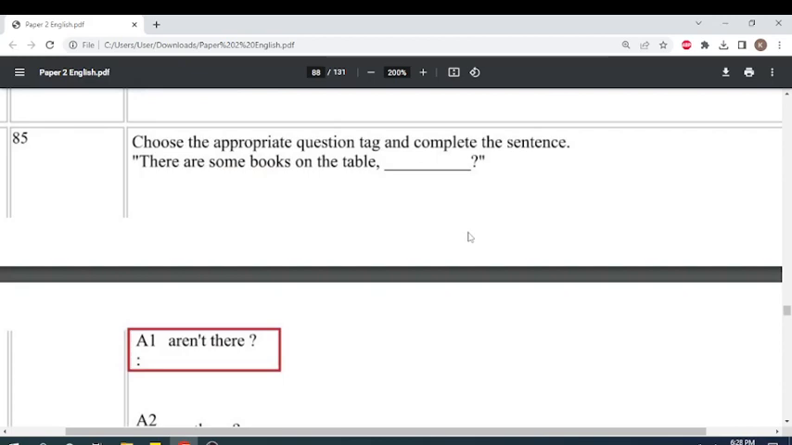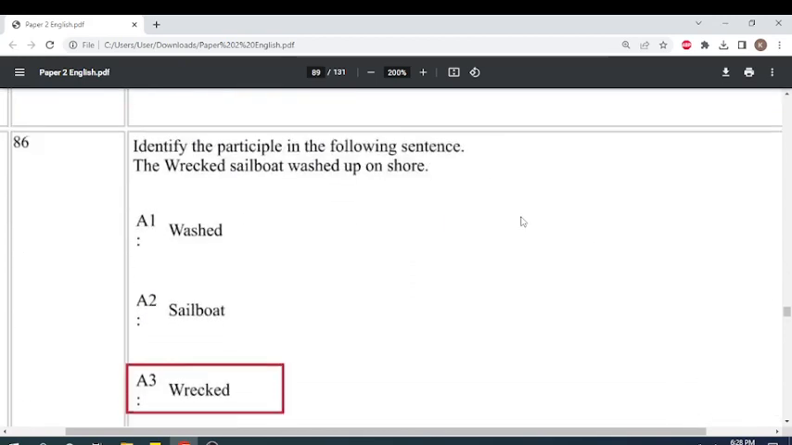85. Choose the appropriate question tag and complete the sentence. There are some books on the table, dash. Answer A1, aren't there? 86. Identify the participle in the following sentence. The wrecked sailboat washed up on the shore. Answer A3, wrecked.